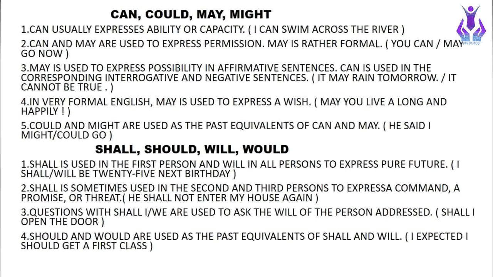The next ones are can, could, may, or might. Can is related to could, and may is related to might. How do we use them? We will go through them now. Can usually expresses ability or capacity. When we want to express a certain ability or the capacity of anything in a sentence, we put can there.